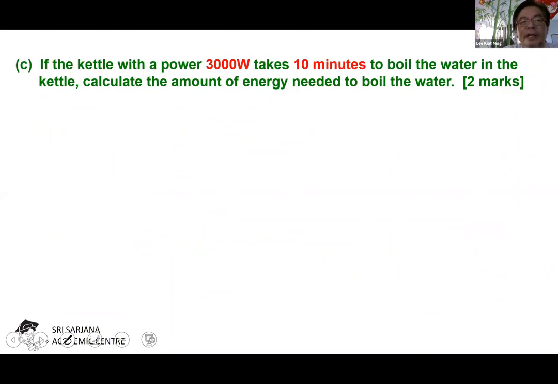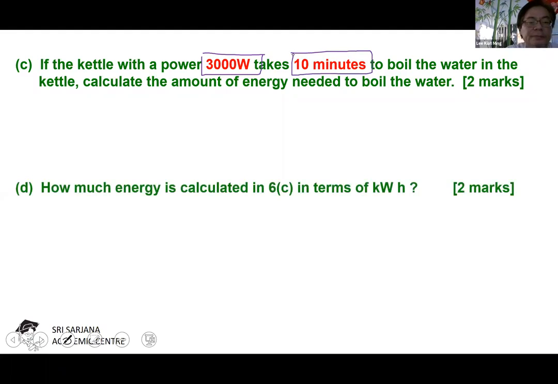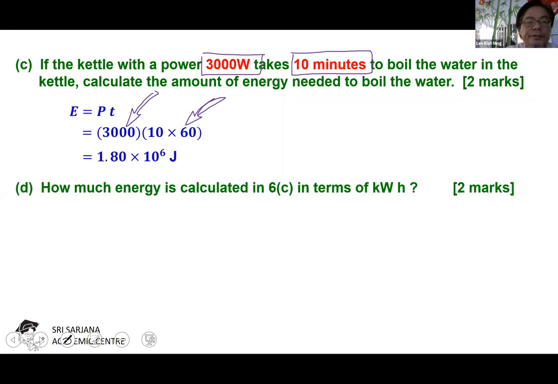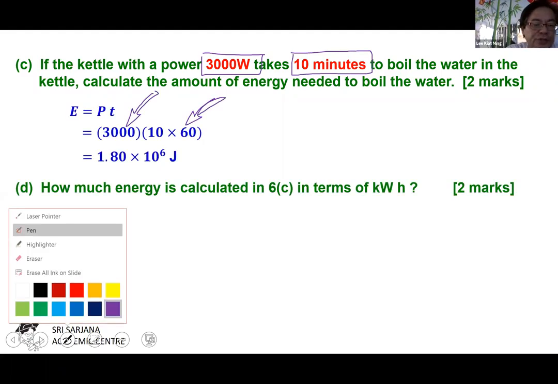Calculate the amount of energy. So energy equals PT. That's all. If you want to use the normal formula in joule, then you just maintain the unit watt. This is watt, and this is going to be second, because you times 60: 10 minutes times 60. So your answer will be in unit joule.